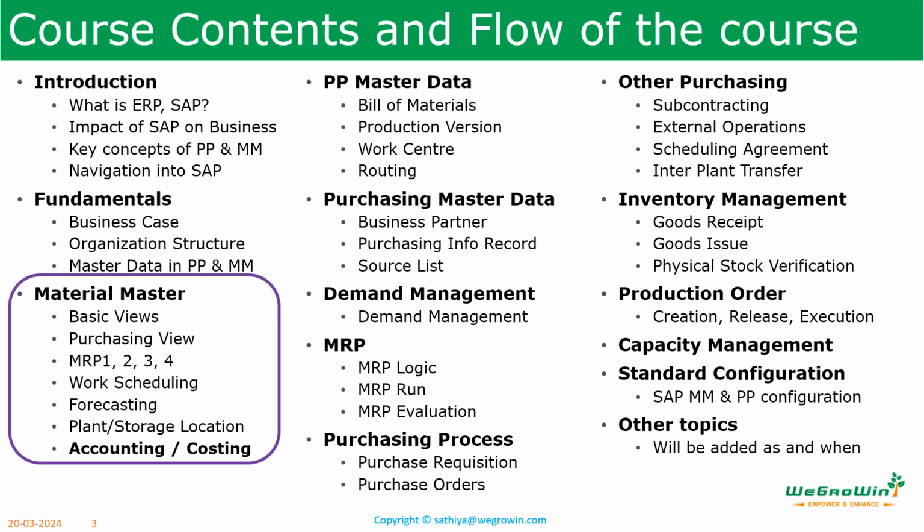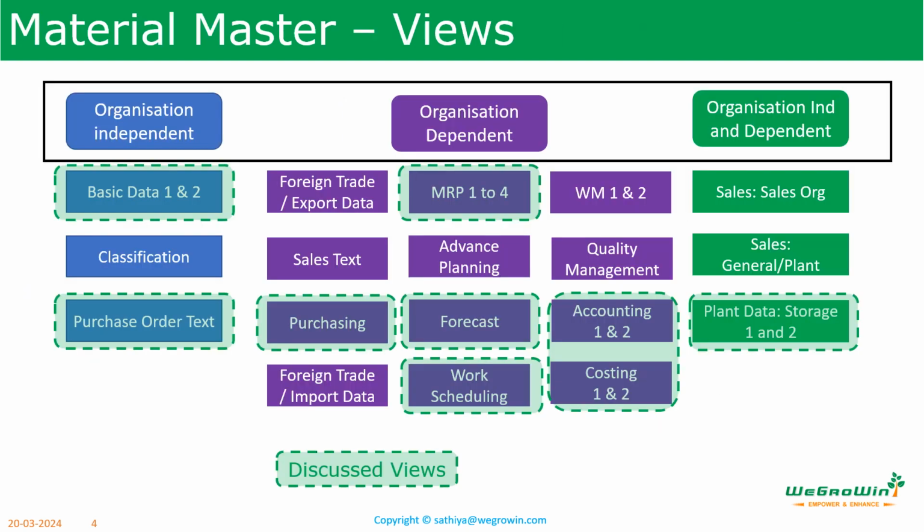So we continue the course with complete material master demonstration with various actions. Just to refresh, we created the views relevant to our course, PP and MM. The basic data 1 and basic data 2, these are organization independent. Then we created the purchasing view, that is plant specific. After this, we created 4 MRP views, which are plant specific and storage location specific. Then we discussed and created work scheduling and forecasting views, which are plant specific. Also, we discussed the plant data storage location view, which are storage location specific. Finally, we discussed the accounting and costing views, which are plant specific and valuation type specific.